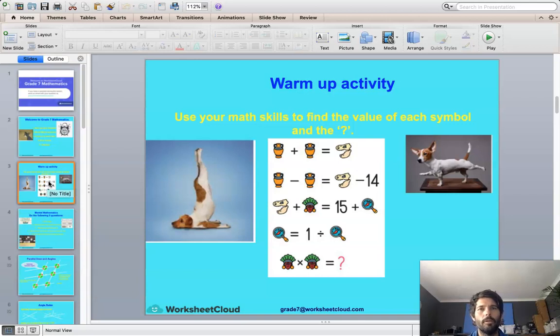Use your math skills to find the value of each symbol, and don't forget to find the question mark at the end. Right, off you go.